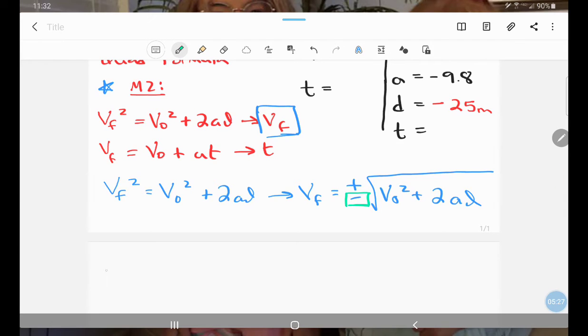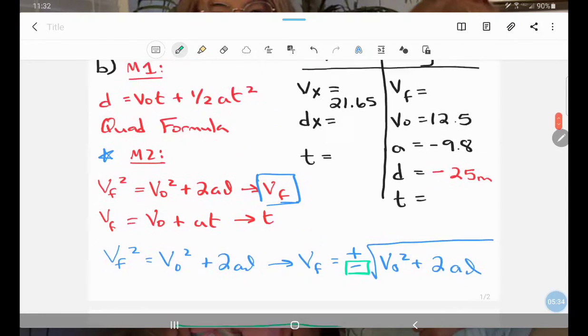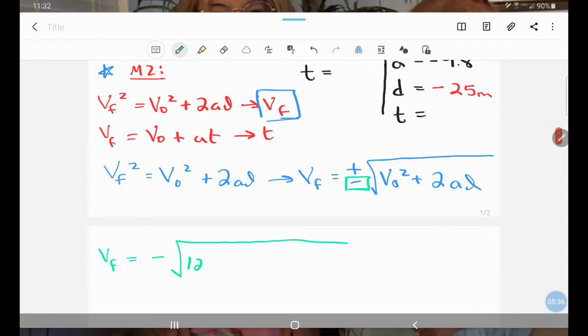So let's plug numbers in. VF is negative square root of 12.5 squared plus 2 times negative 9.8 times negative 25.